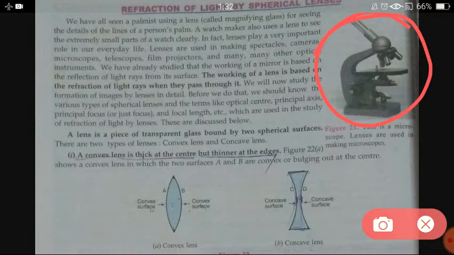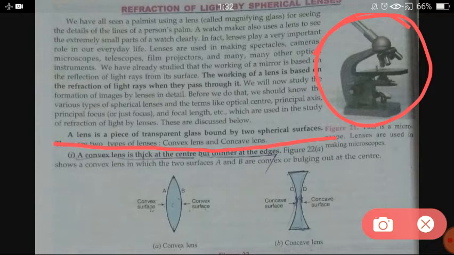Now we will study different types of lenses and how refraction takes place in them. Before moving to how refraction takes place through these spherical lenses, first let us discuss the types of lenses. So what is a lens? A lens is a piece of transparent glass bound by two spherical surfaces. So a lens is nothing but a transparent glass which is bound by two spherical surfaces.